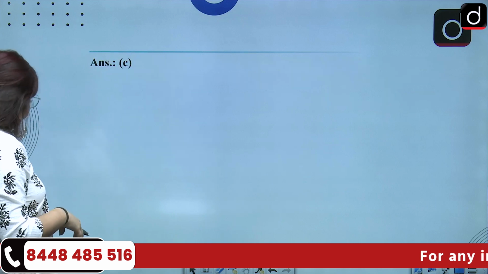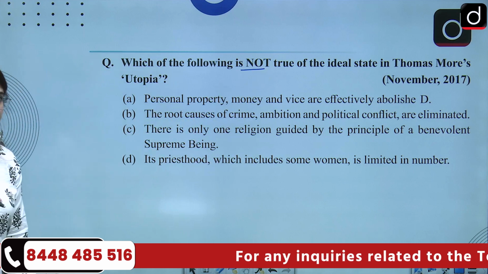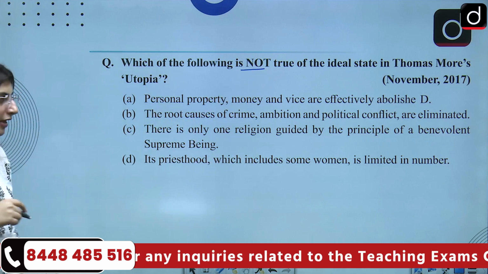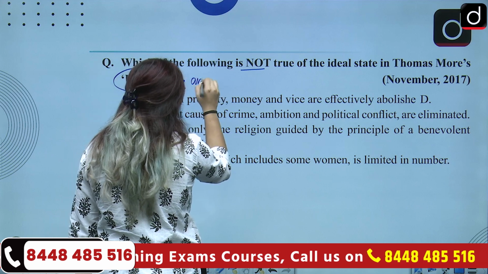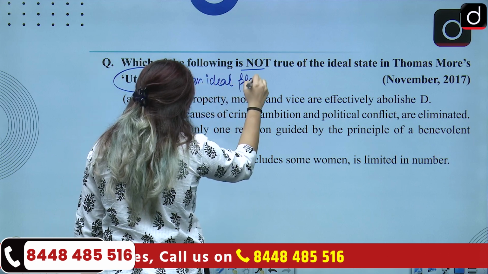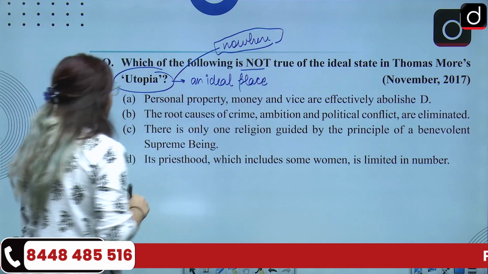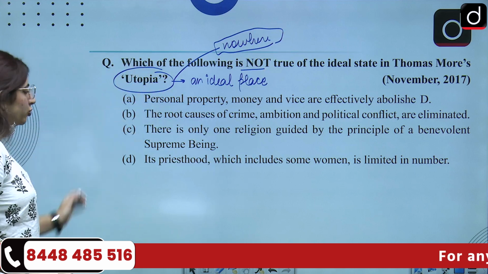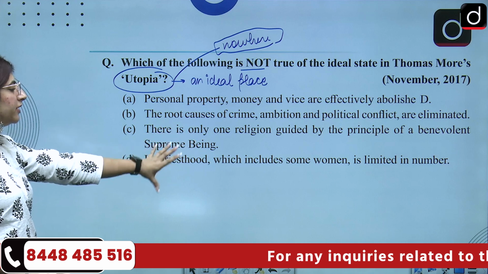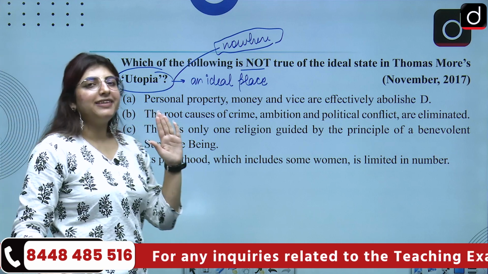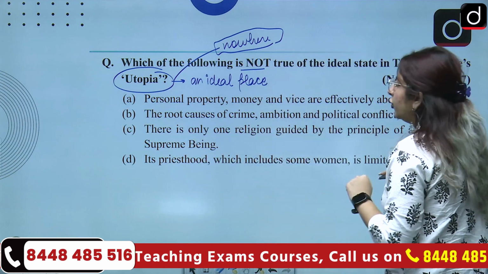Next question, which of the following is not true of the ideal state in Thomas More's Utopia. Now when we talk about Thomas More's Utopia, Utopia means nowhere, a place of nowhere, or an ideal place, which exists nowhere as well, right? So what is not true? The right answer is option C here. There is only one religion guided by the principles of a benevolent supreme being. No, this has not been mentioned in Thomas More's Utopia. Let's take a look at the other options once.